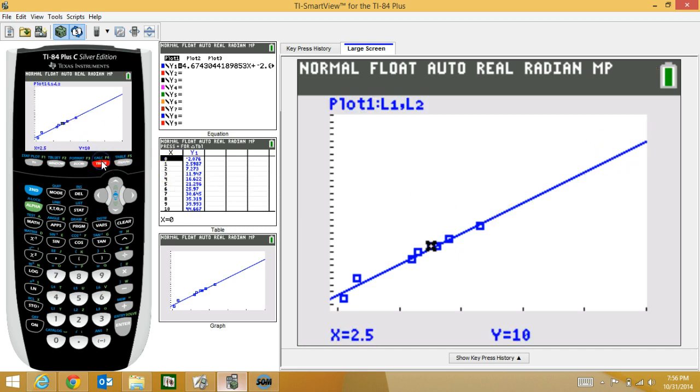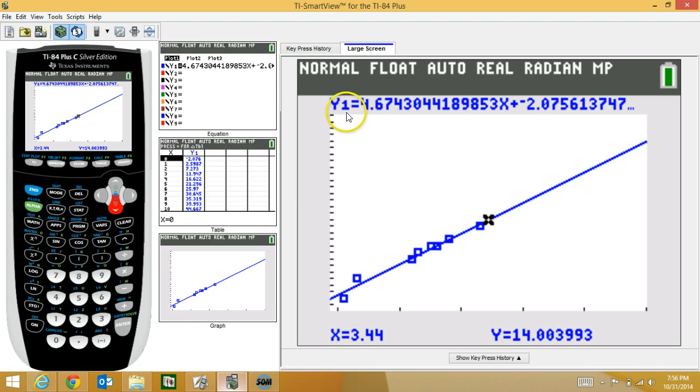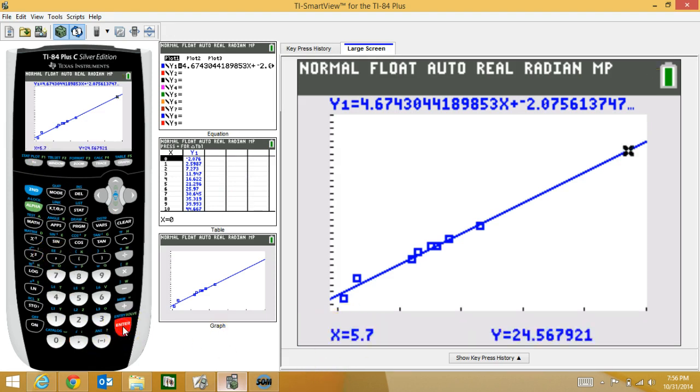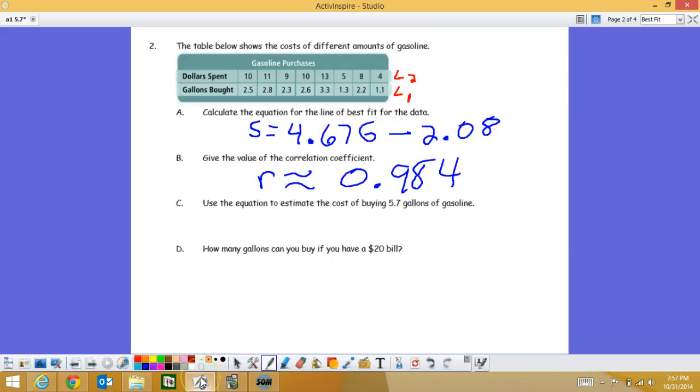So we're going to hit trace. And again, we want to be on Y sub 1. So we're going to down arrow till it says Y sub 1 up here at the top of the screen. And we're going to just enter 5.7. So there's a big 5.7 down at the bottom of your screen, and we're going to hit enter. And the cost of 5.7 gallons of gas is about $24.57. So we're going to write that down. $24.57. That's what 5.7 gallons of gasoline would cost.